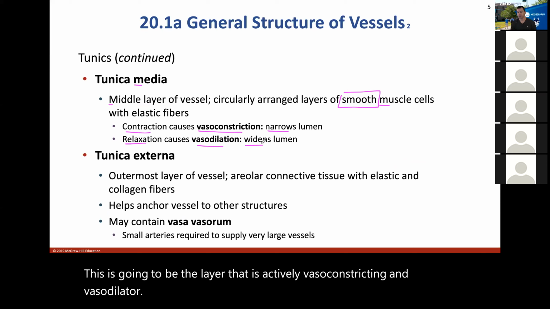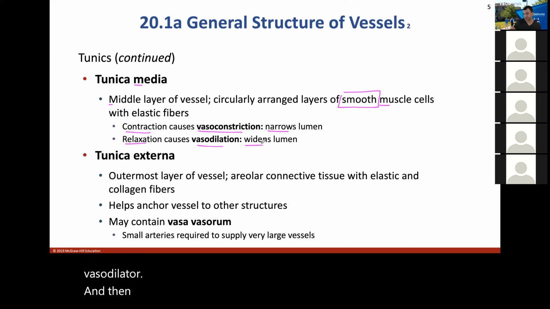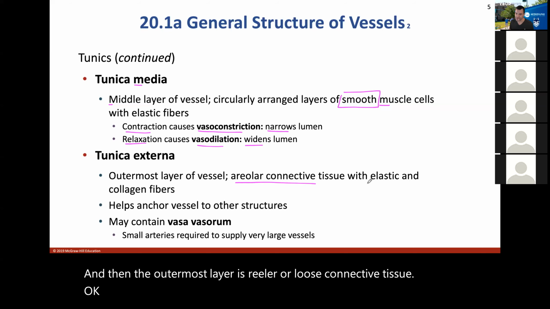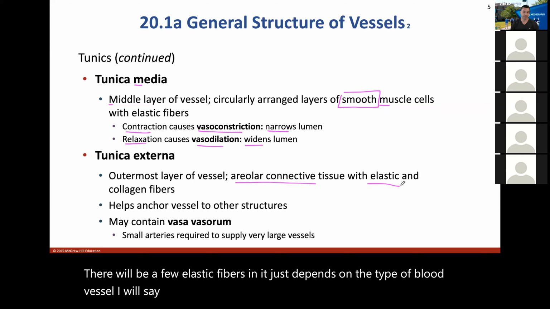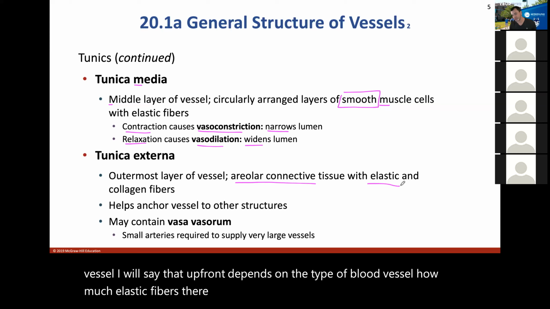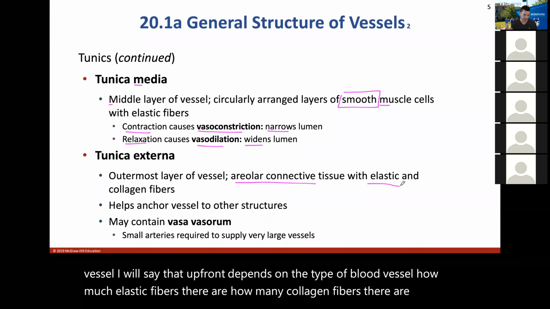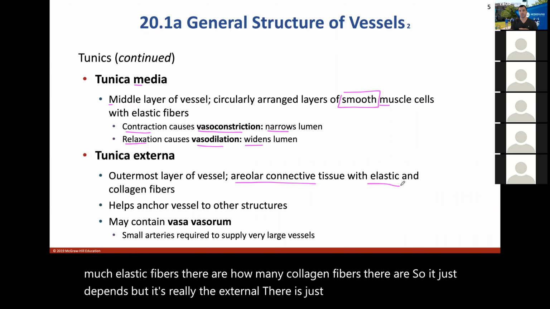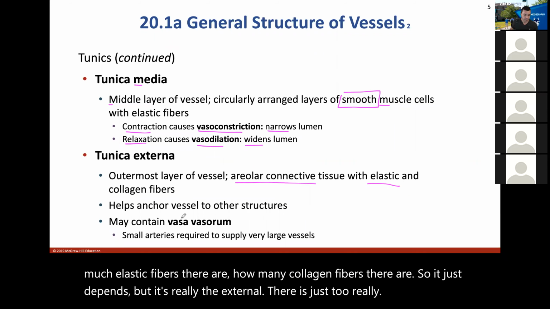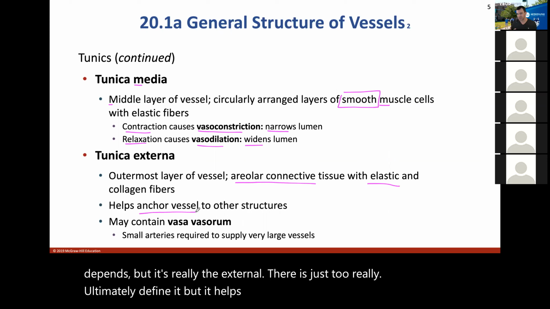Okay. And then the outermost layer is areolar or loose connective tissue. There will be a few elastic fibers, and it just depends on the type of blood vessel. I will say that up front. It depends on the type of blood vessel how many elastic fibers and collagen fibers there are. But the externa is there to help anchor the blood vessels to some other structures so they stay in one place.